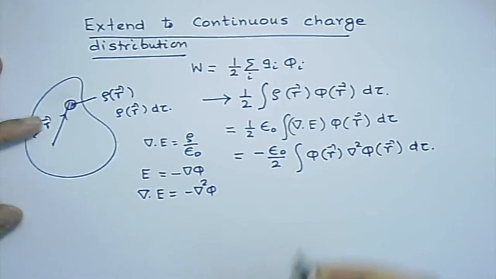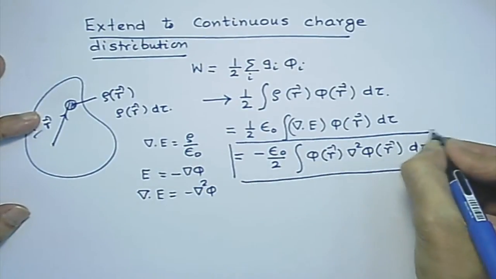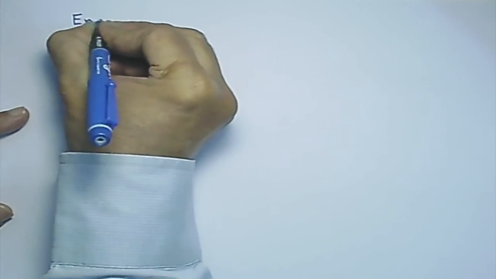Okay. Now I need to simplify this expression. So let us do that. So energy of a continuous charge distribution.